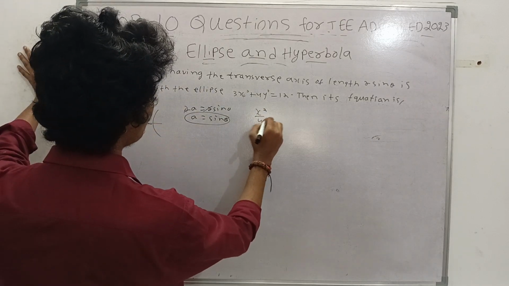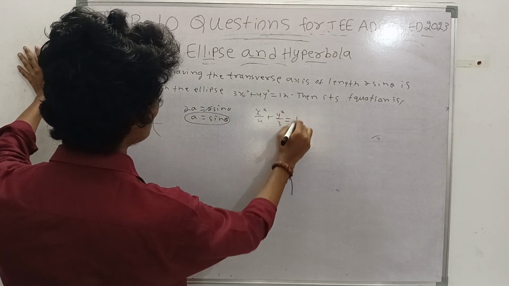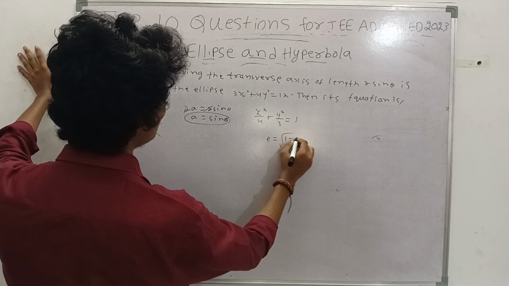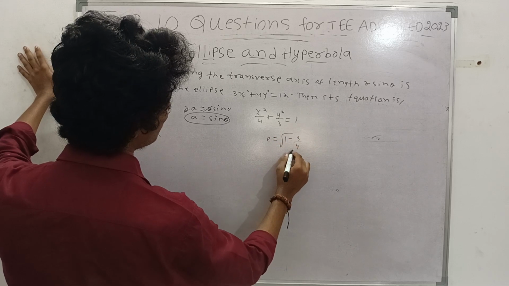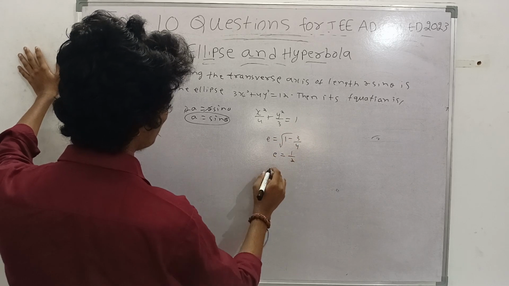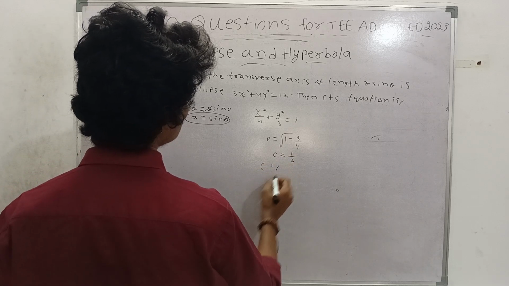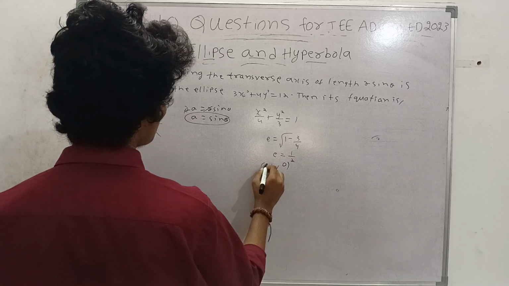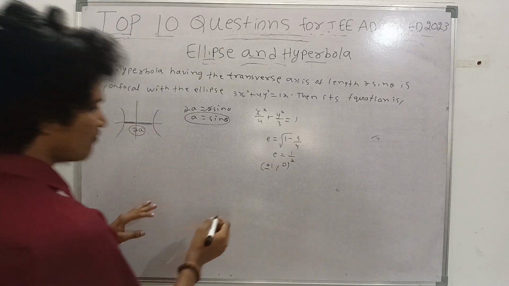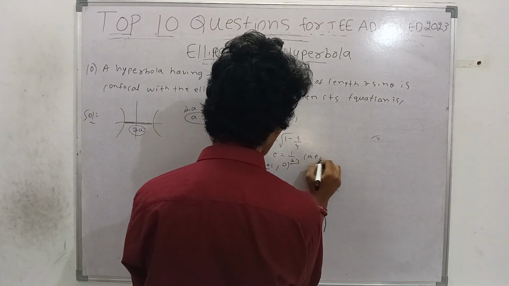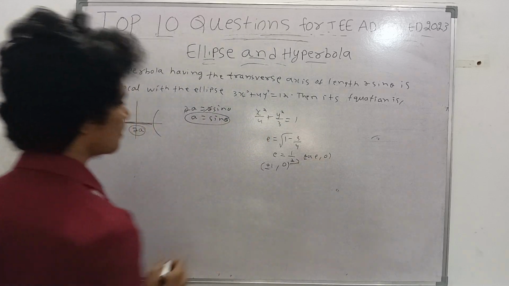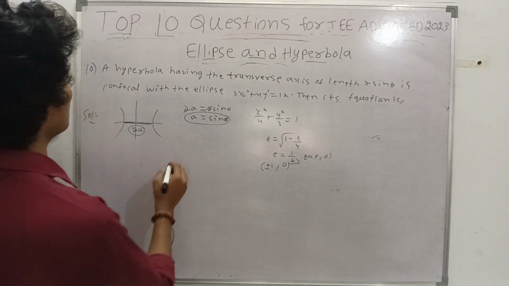What is the ellipse given? x square by 4 plus y square by 3 equal to 1. What is the eccentricity here? e equal to root of 1 minus b square by a square, that is 3 by 4, so it will be 1 by 2. Eccentricity equal to 1 by 2. What is the focus? The focus will be plus or minus 1 comma 0, because directly it is a e comma 0. This is the point of focus, 1 comma 0.